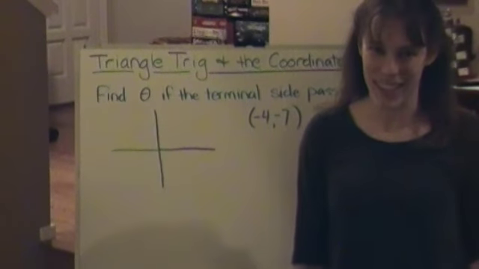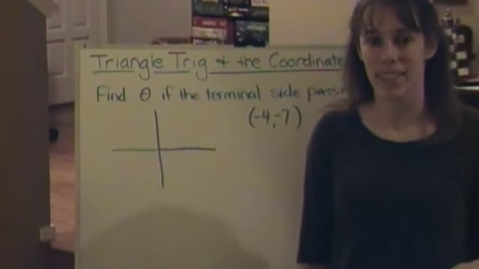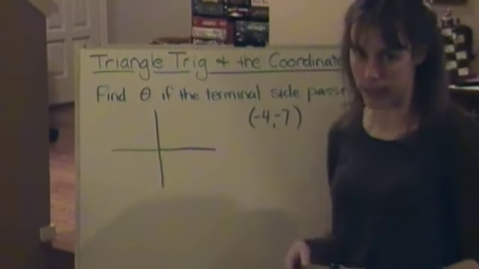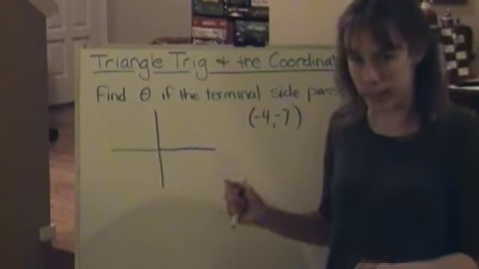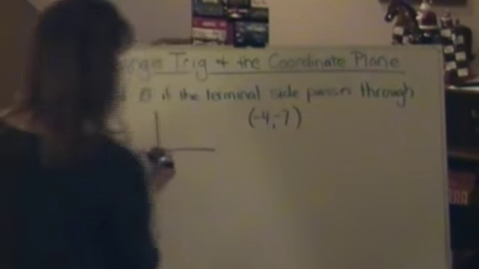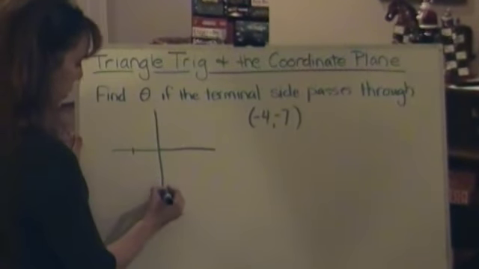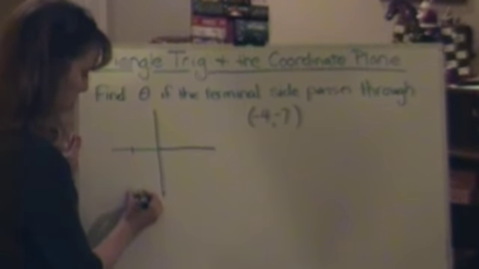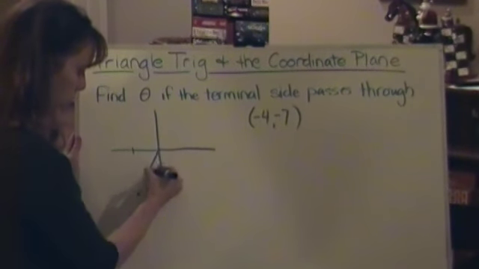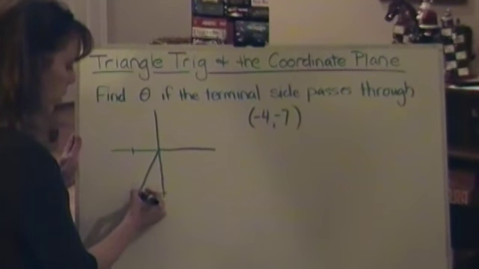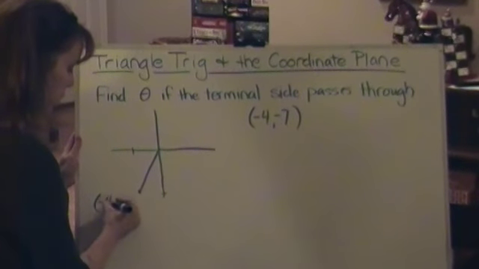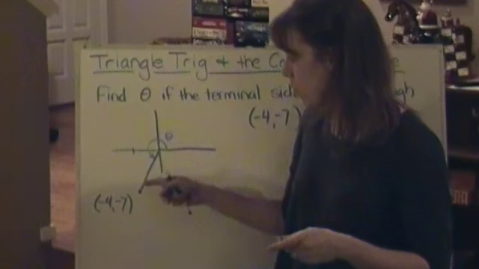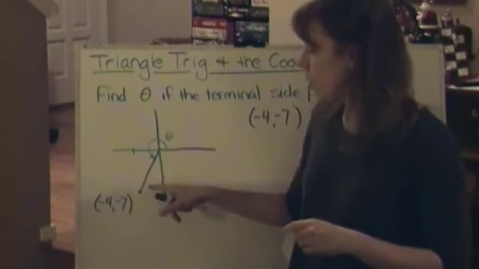Okay, so this is going to be the last example. You're going to find theta if the terminal side passes through the point -4, -7. So the first thing you do is draw a quick sketch. You put -4, -7, and I mean really a sketch. I really just care which one's longer and what quadrant it's in. Draw it down here. This is the point -4, -7. So initial side, terminal side, we're looking for theta.